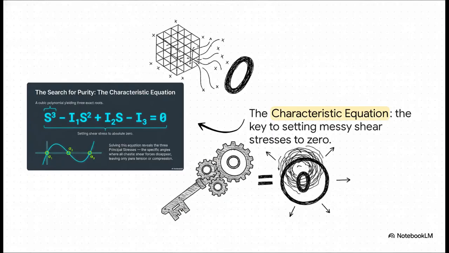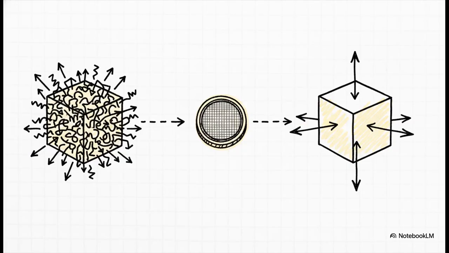We use this incredibly powerful tool, the characteristic equation. Think of it like a mathematical machine. We feed our messy stress tensor into one side, and this machine is specifically engineered to solve for the one orientation where all those sliding shear forces just cancel each other out and disappear. And when we solve it, boom, out pop 3 answers. These are our principal stresses. You'll often see them called sigma 1, sigma 2, and sigma 3. They are the absolute maximum and minimum push-pull stresses in the material. This is the pure truth of the forces acting at that point, with all the confusing shear noise completely filtered out.